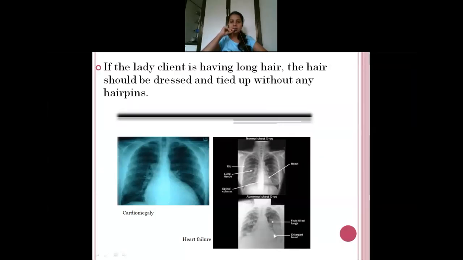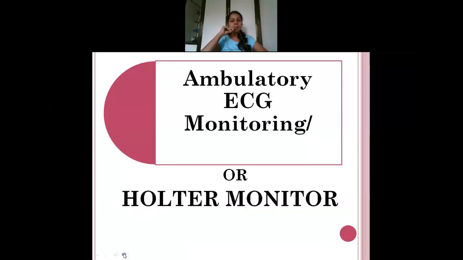And this is another abnormal x-ray. It shows that the person here is having heart failure. The person is having not only an enlarged heart here, but also fluid filled in the lungs. So this is a picture of heart failure, where the heart is not able to pump an adequate amount of blood. So that was about chest x-ray.